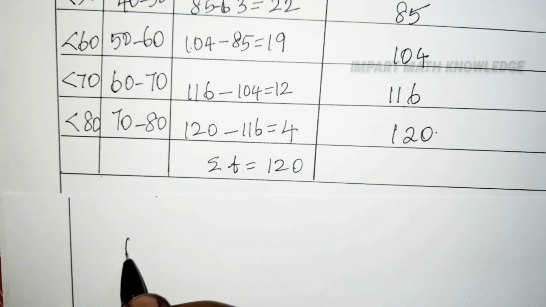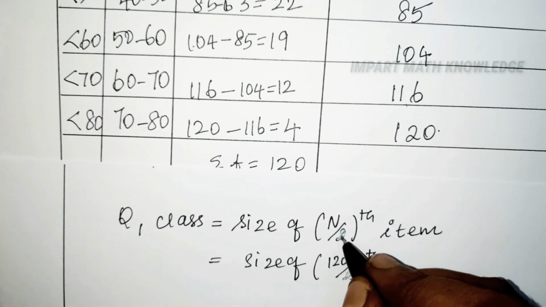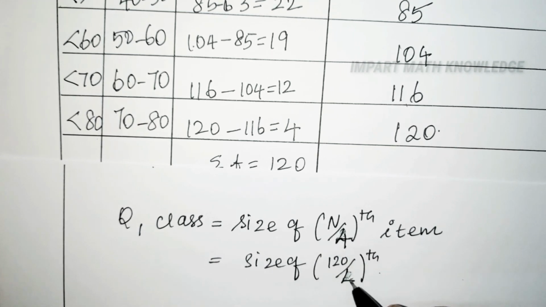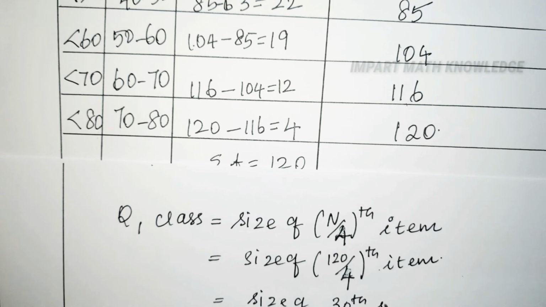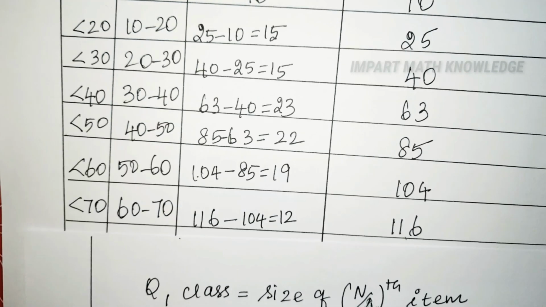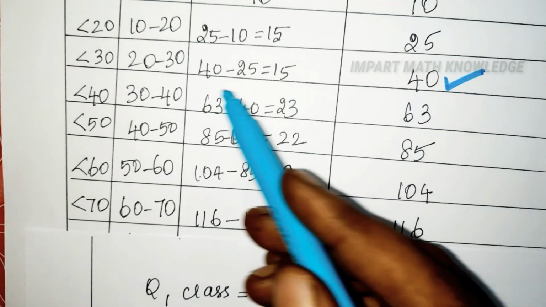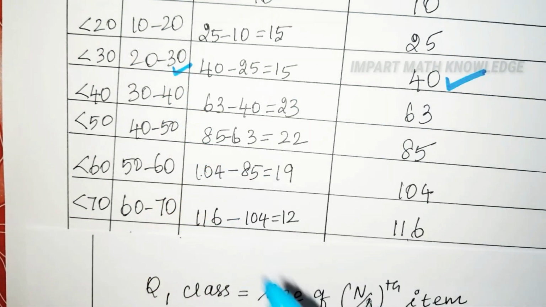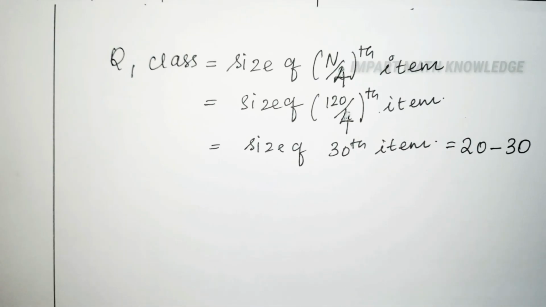Next we have to find the quartile deviation. For that we have to find the Q1 class. Q1 class is equal to size of n by 4th item. That is size of 120 by 4th item. This is equal to the 30th item. In the cumulative frequency, 30 comes under this category. So the corresponding class interval is the Q1 class. Q1 class is equal to 20 to 30.